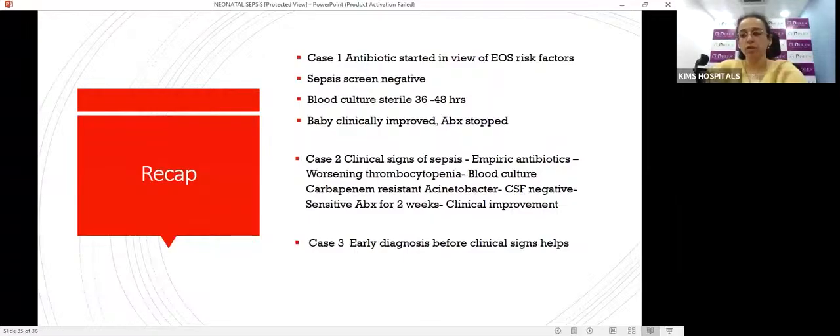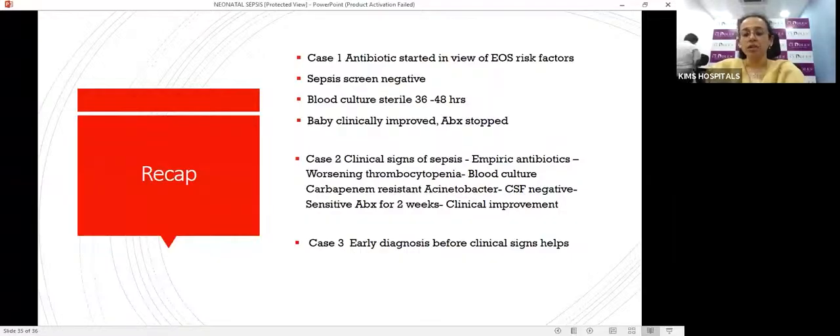This is where, instead of the conventional blood cultures, the newer blood culture methods help. We will know by 24 hours itself whether an organism is growing, and the sensitivity will be known by at least 36 hours. If not, we can opt for faster methods like PCR based methods and PCID methods. We found the organism was carbapenem resistant Acinetobacter. In this case, if the antibiotic was upgraded to meropenem, that is obviously not going to work, and the baby will not show definite signs of clinical improvement.